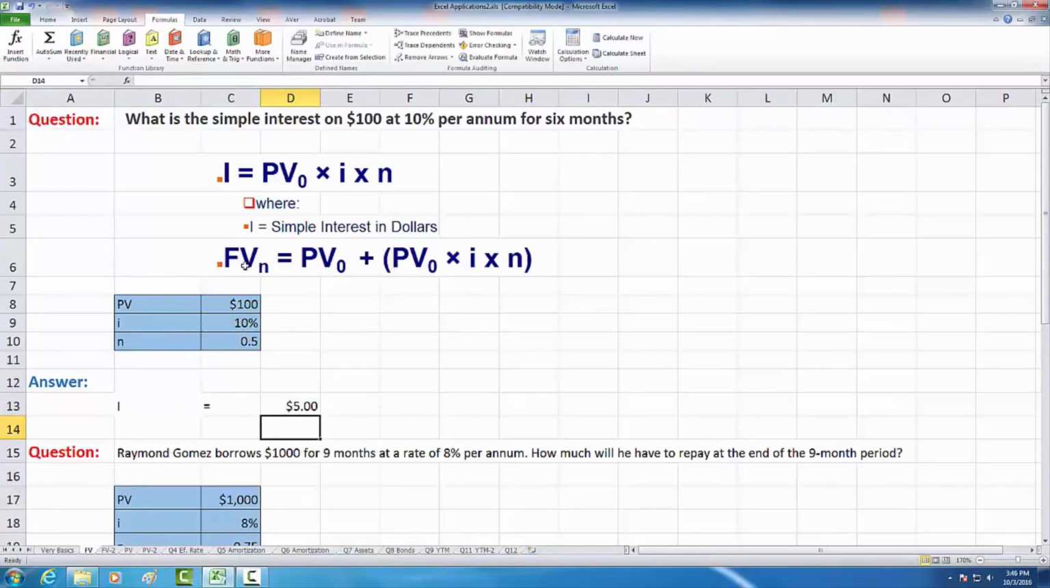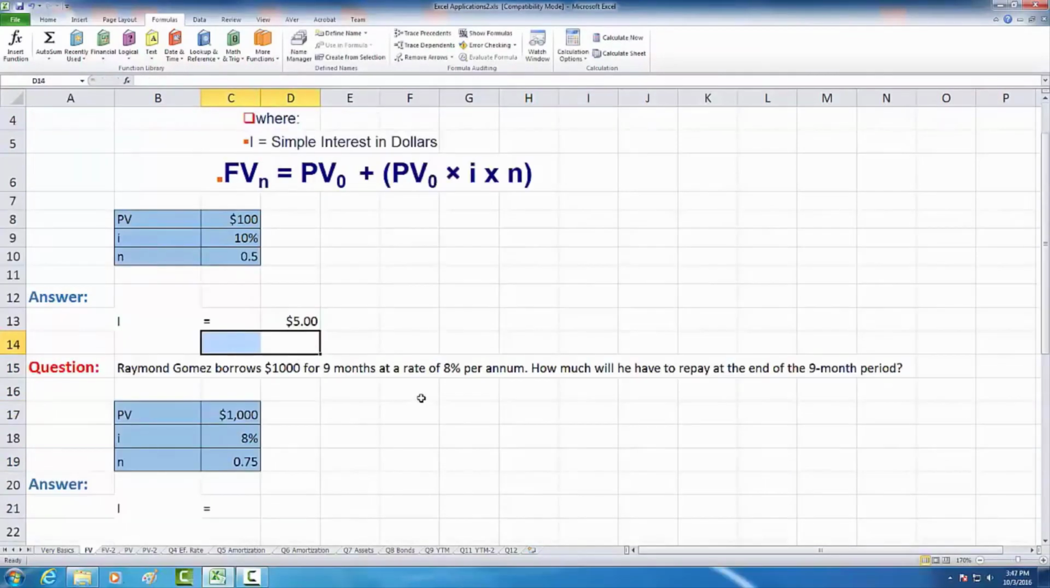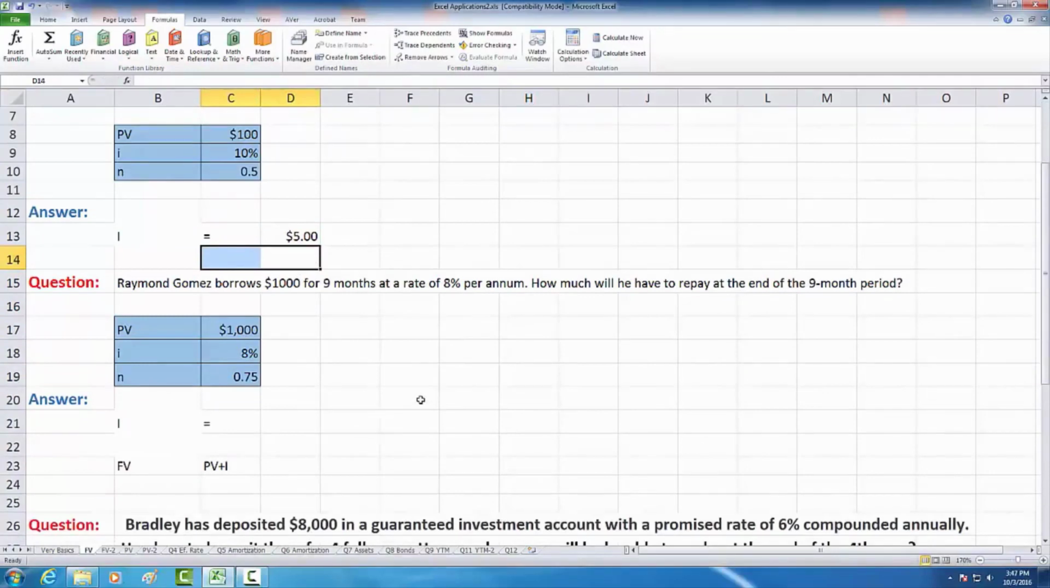It didn't ask us for the future value, meaning how much you are going to have in total. If it was the case, we would have to write our initial principal plus the interest. So he would have $105, but this was not the question, so I just delete those. So here is the second question.